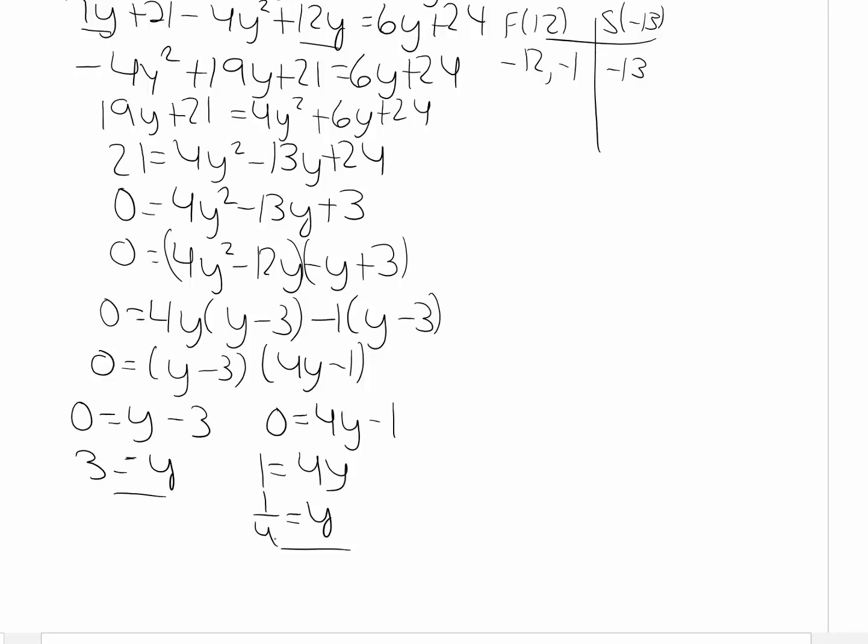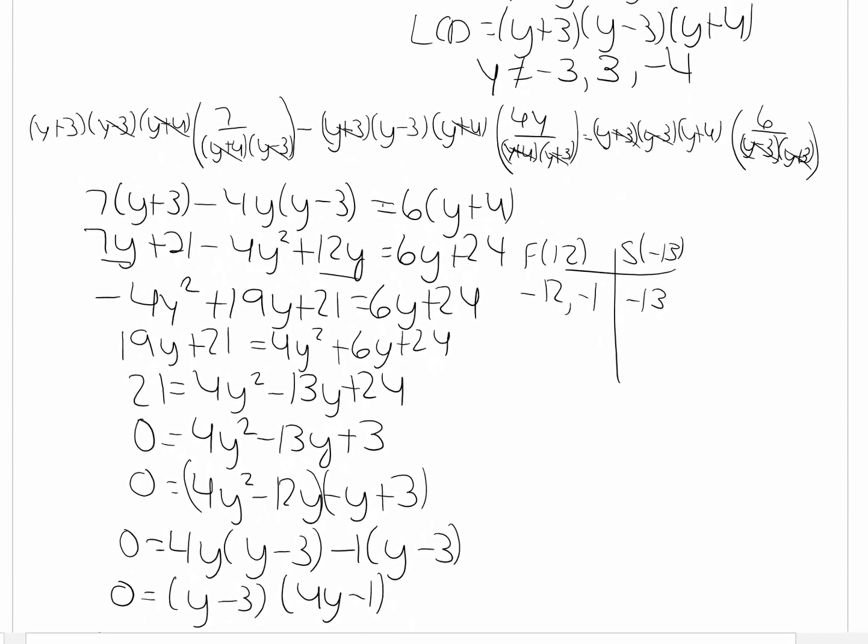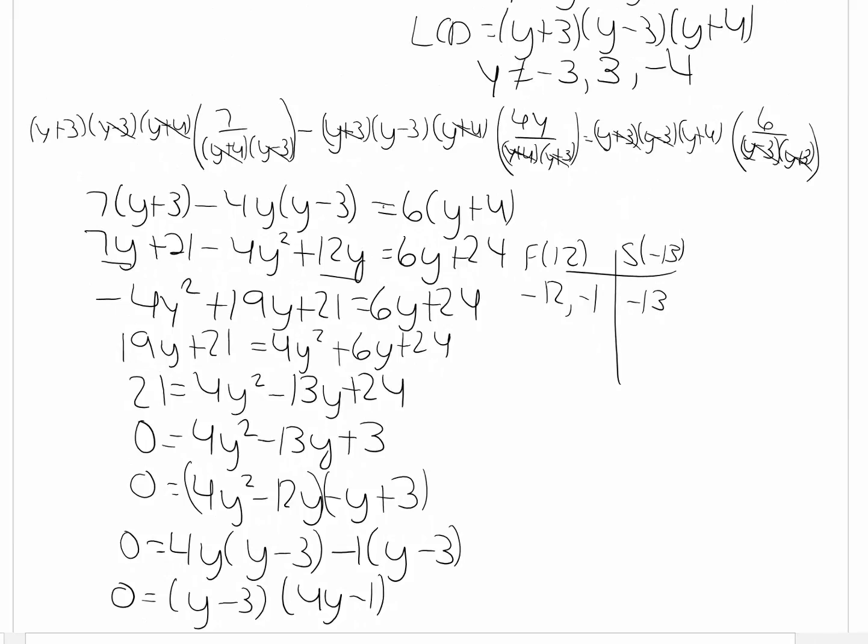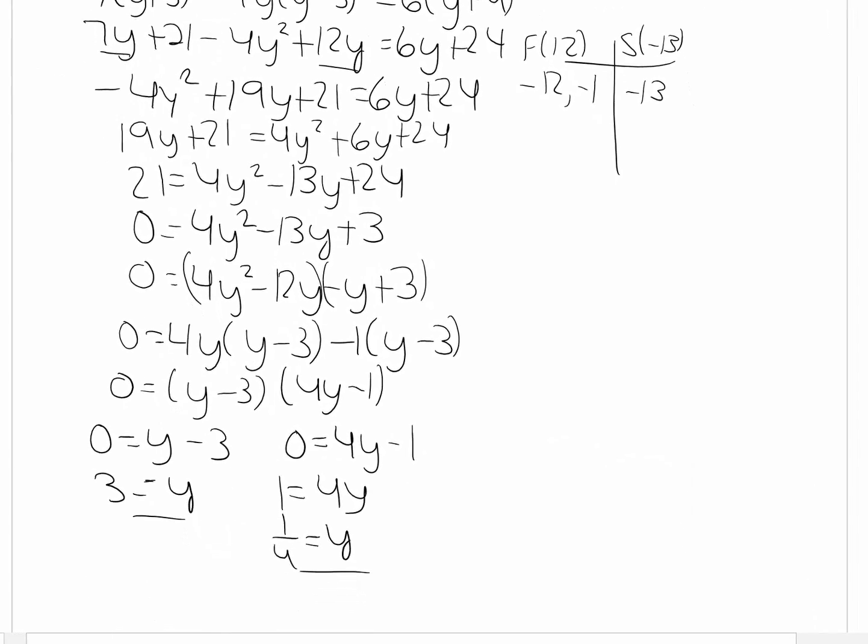Now, let's go back to our restrictions. Our restrictions are 3, negative 3, and negative 4. So we know that is not going to be an acceptable solution. So the only solution that is going to work here is 1/4.